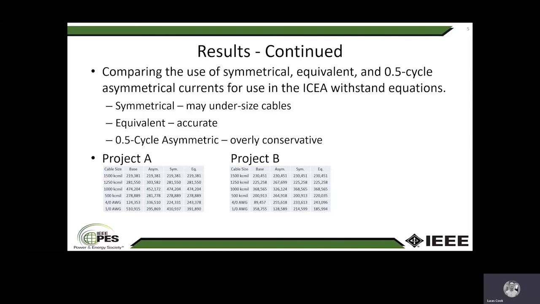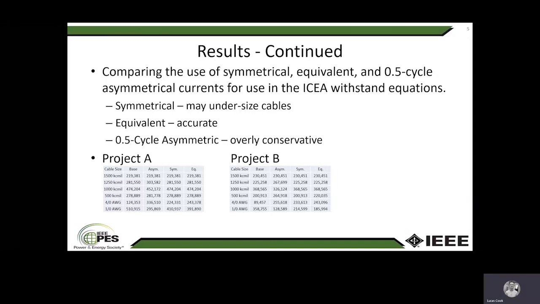The equivalent method, which is the equation I derived, and which I claim is the most accurate way to do it. And finally, just plugging in the half-cycle asymmetric RMS fault current from power system software, or you can calculate that yourself, of course. But this one I found to be overly conservative. And this can be seen pretty clearly here in the 2 tables. I took 2 sample 300 megawatt projects and used the 3 different methods on them to size the cables and compare them to each other.